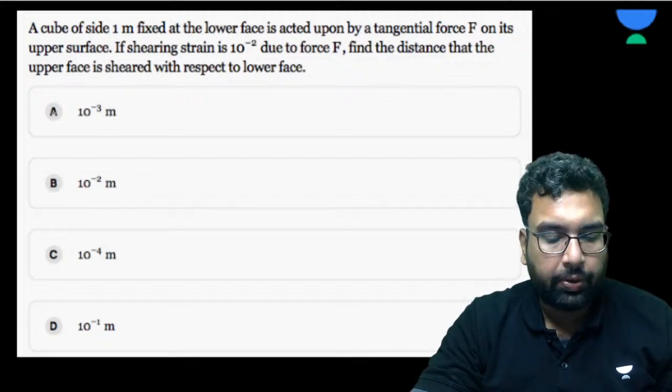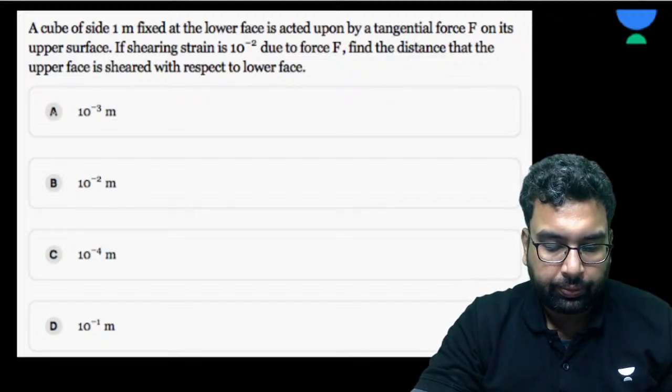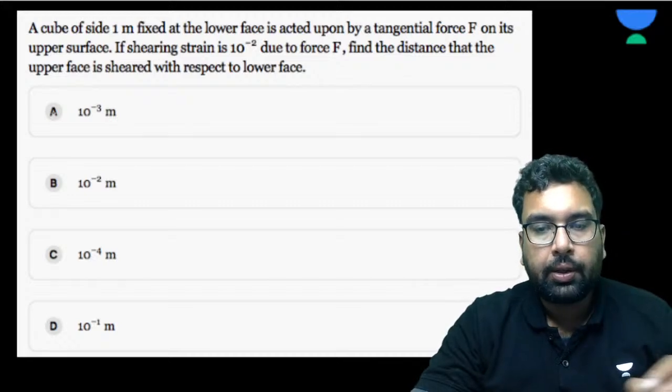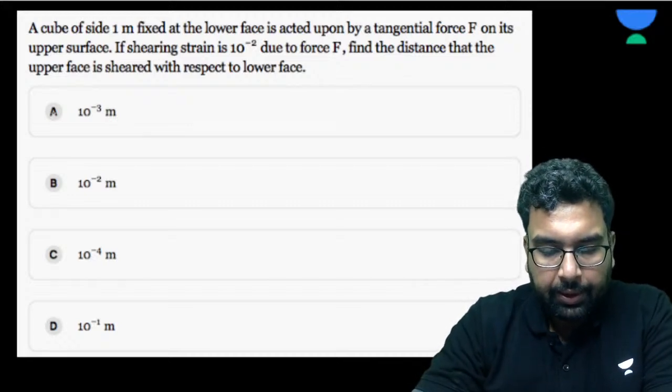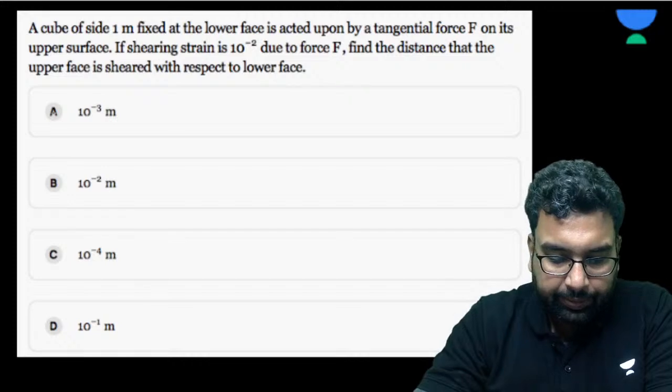What about the rest of you? Saikat, it seems to be incorrect.